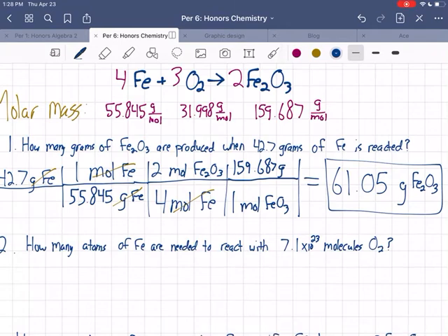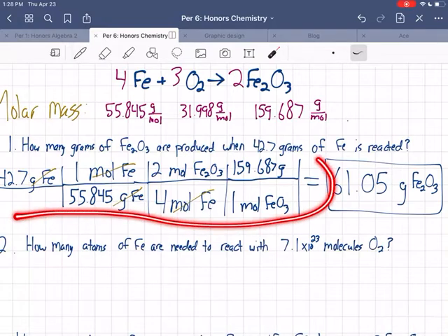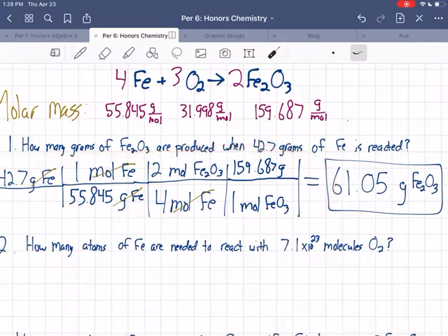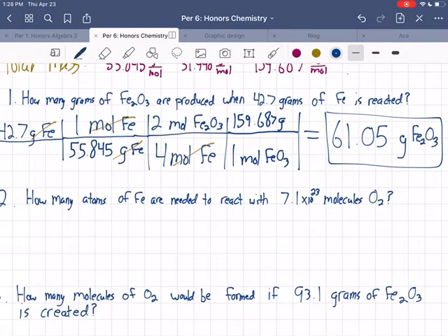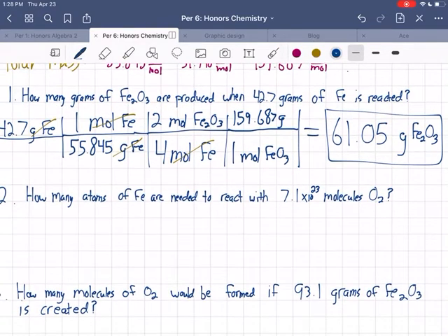Okay, that's that problem. It's the same process of what we've been doing all this time. It's just that the conversions are larger because there's more steps to do. Next problem, how many atoms of iron are needed to react with 7.1 times 10 to the 23rd molecules of oxygen? So now I'm starting with molecules of oxygen, and I'm going to atoms of iron.